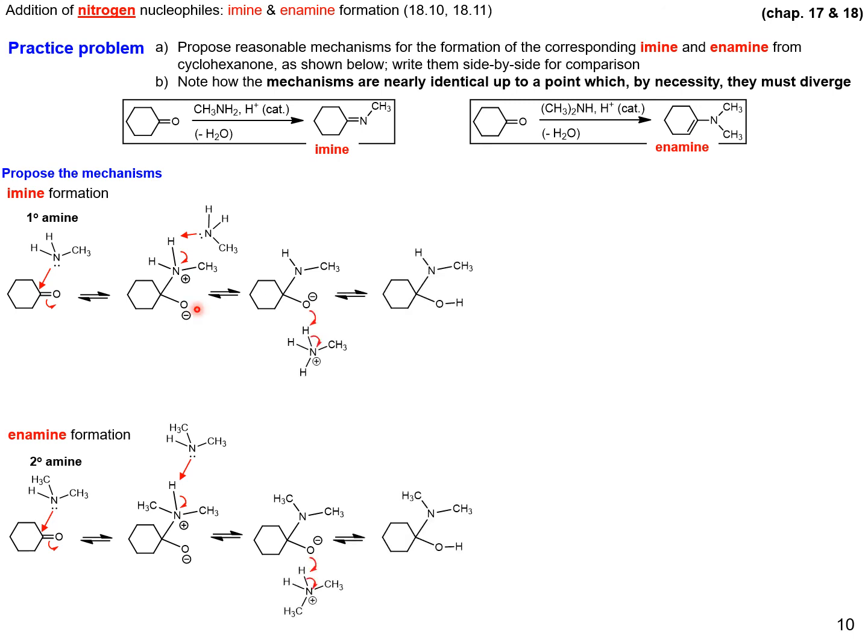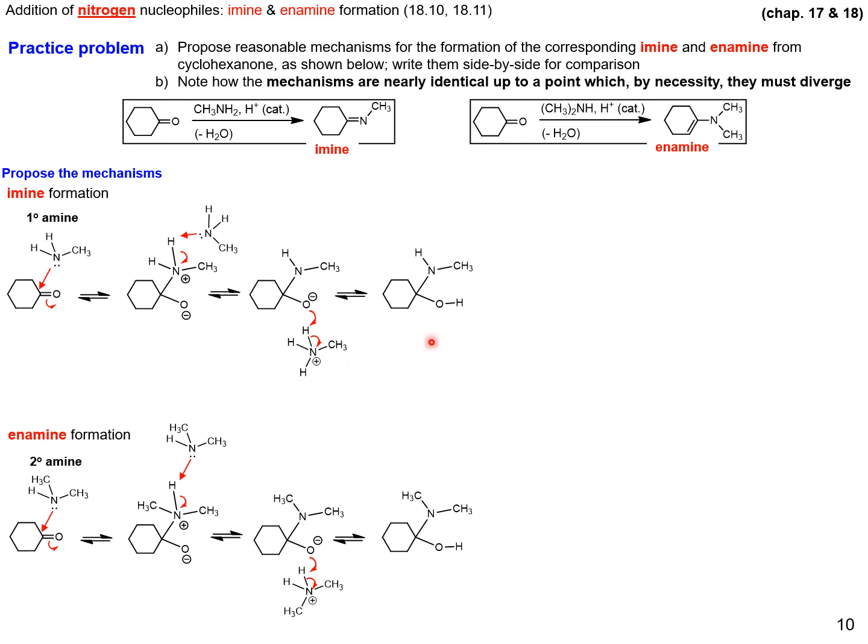If we take these alkoxide anions and protonate them, we will have done overall a two-step proton transfer from nitrogen to oxygen. And we end up with hemiaminal mechanistic intermediates. So far the mechanisms are identical, the only difference being that we're using a primary amine for the formation of the imine and a secondary amine for the formation of the enamine.